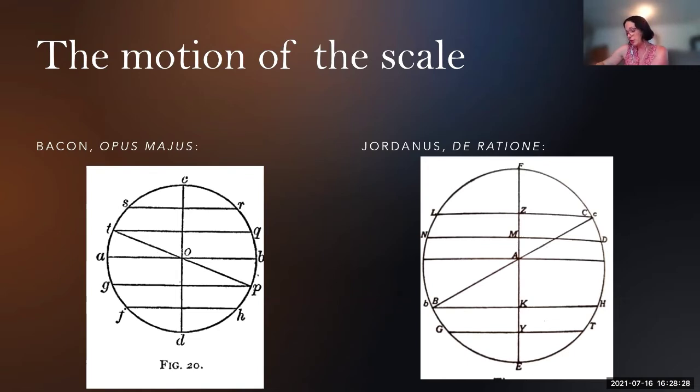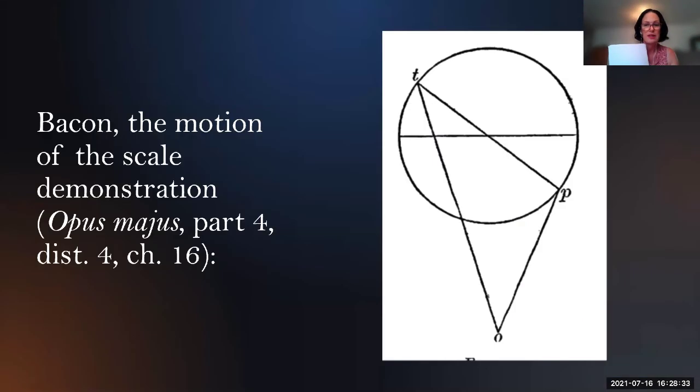Bacon added the following figure, which is not found anywhere in Jordanus, and I want to show you. He didn't take this from Jordanus. And he adds this because he thinks that what Jordanus was saying is actually not enough. So he thinks you need some more considerations here. So it's a sort of alternative explanation. And again, you have the T and the P here. It's the same points which we have seen before.